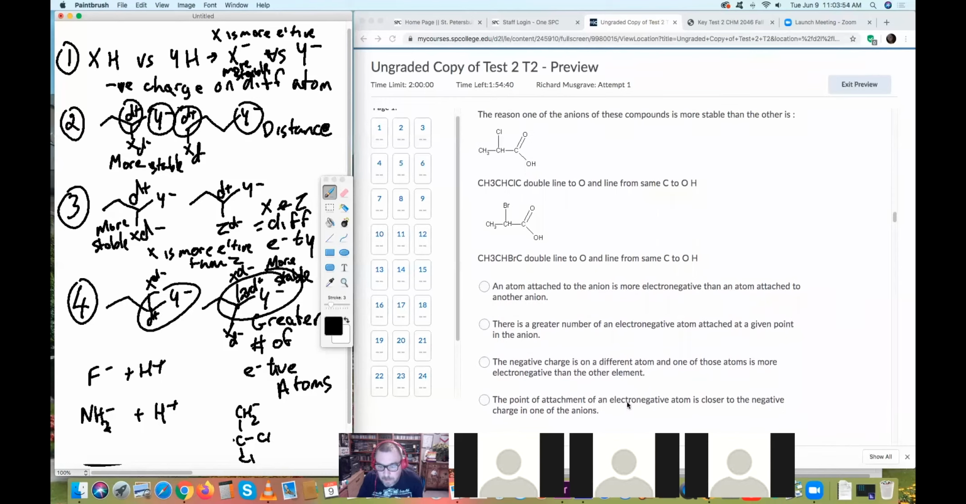Let's see. It's not closer. The negative charge is on a different atom. Nope. An atom attached to the anion is more electronegative than an atom attached to another anion. So it'd be that one. That's how it would match for that. All right. Does anybody have any questions about that?